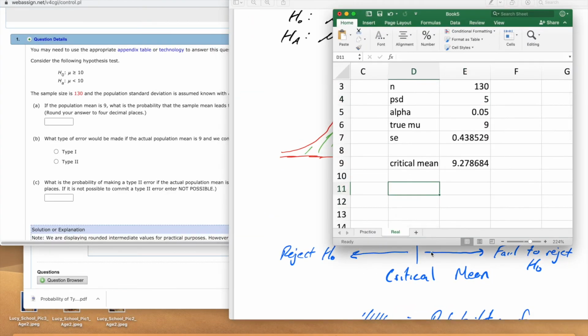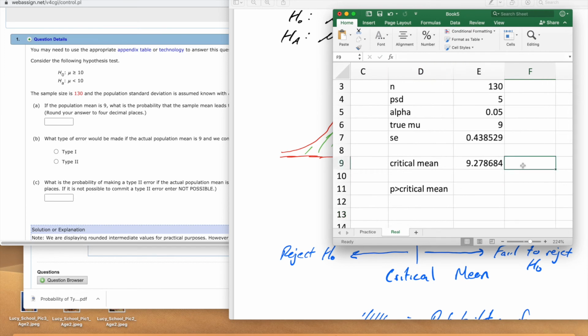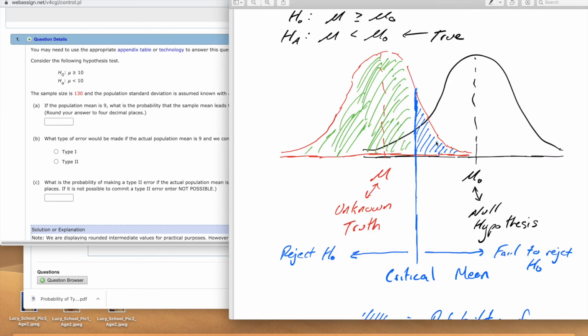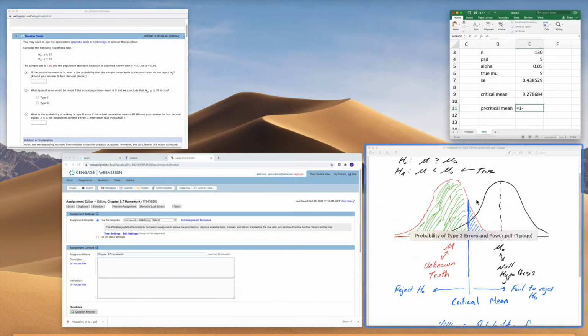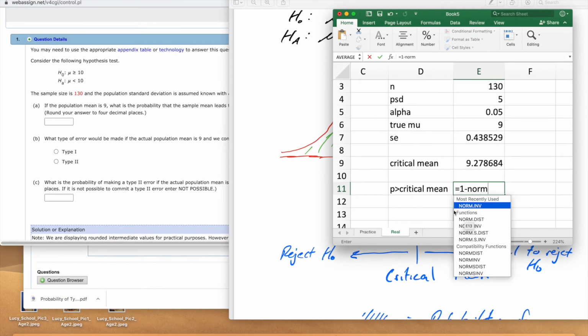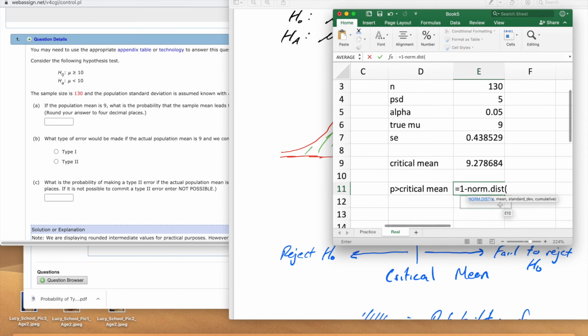So that, notice, will be the probability of being greater than the critical mean. That's what we're figuring out. In this particular situation, we're finding the probability of being greater than the critical mean. So that's going to equal 1 minus, because I'm going to the right in the blue area, right? 1 minus norm dot dist, because now I'm calculating a probability. To the right of what number? The critical mean.